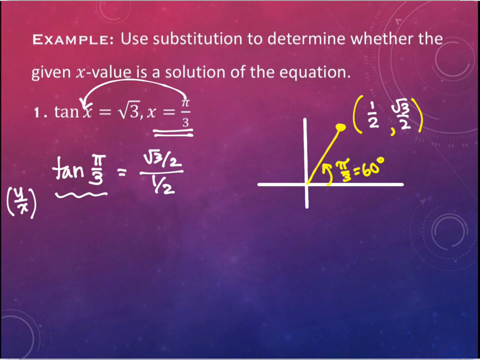Everybody good? I want to manipulate, simplify this, clean this up a little bit, and I can do that by multiplying the top and the bottom by 2. So on the top, when I have square root of 3 over 2 times 2, what will I get? Square root of 3.